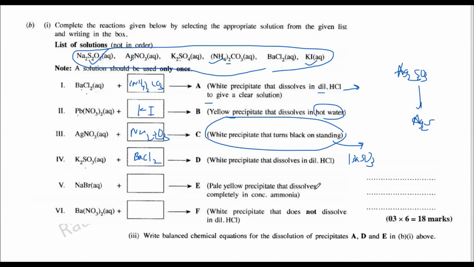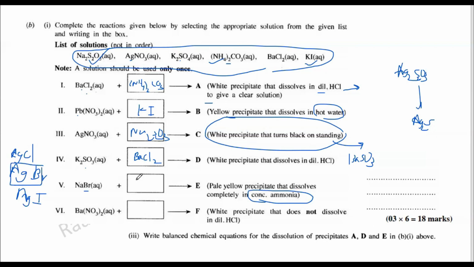NaBr, pale yellow precipitate that dissolves completely in conc. ammonia. So if you remember, AgCl, AgBr, and AgI. AgCl dissolves even in the simplest dilute ammonia. AgBr dissolves in conc. ammonia. AgI does not dissolve in either, so it will not dissolve in diluted or conc. ammonia. So it should be AgBr formation.